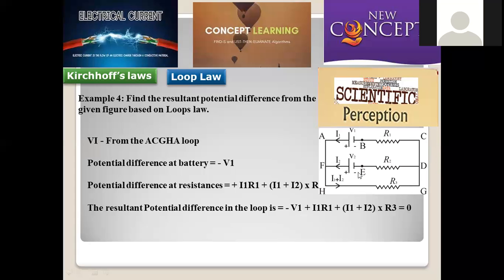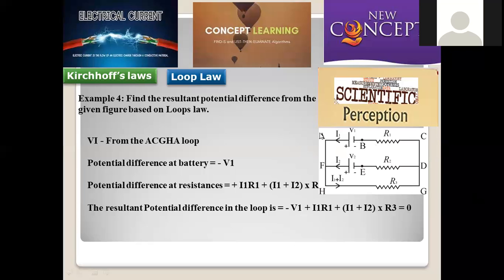A, B, C, D, E, F, A. This is one loop. Another, A, F, E, D, C, B, A. This is the second loop. Third, F, E, D, G, H, F. This is the third loop. The fourth loop will be F, H, G, D, E, F. Fifth loop, H, G, D, C, B, A, H. That is the fifth. Sixth loop, A, B, C, D, G, H, A. So this is the sixth loop.